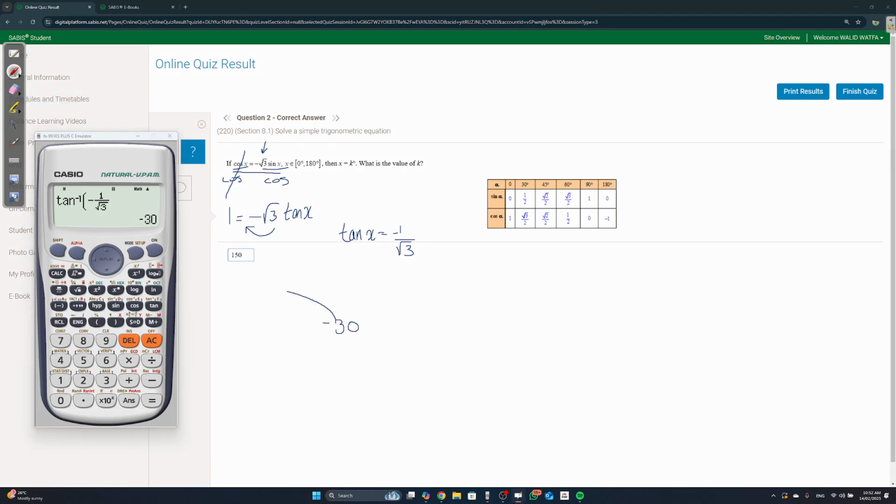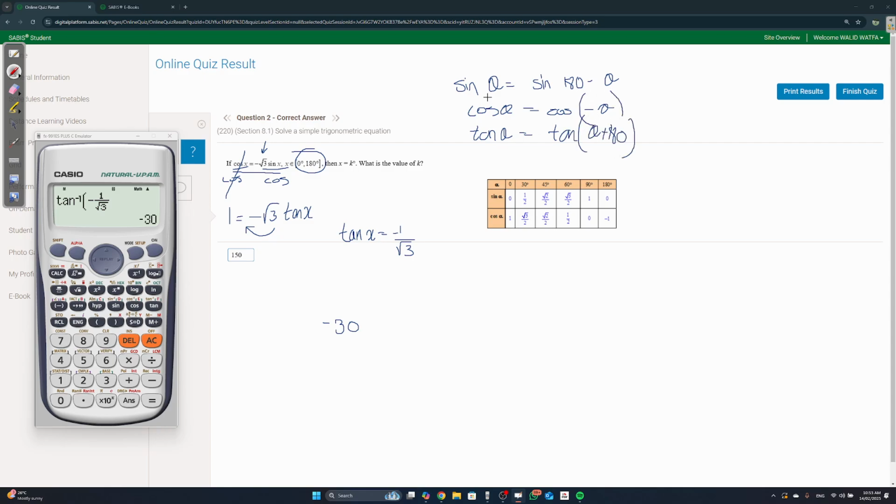Some joker is going to come and put negative 30 as the answer. Why is that wrong? But look at the question. They said, look at the domain, in between 0 and 180. What do we know about our beautiful trigonometric formulas? We know that sine theta is equal to sine of 180 minus theta. We know cosine theta is equal to cosine of negative theta. Tan theta, however, is equal to tan of theta plus 180.